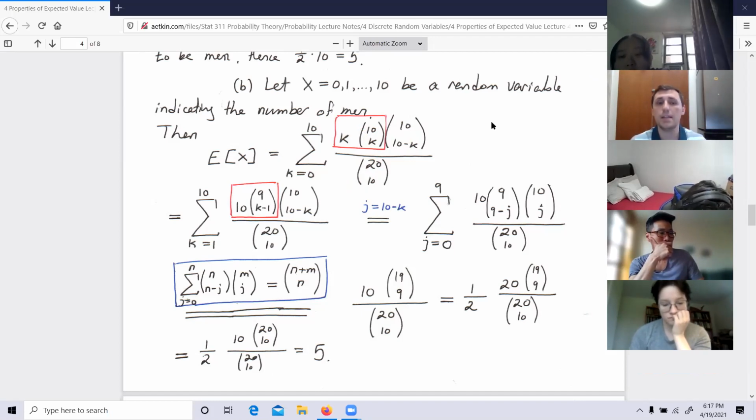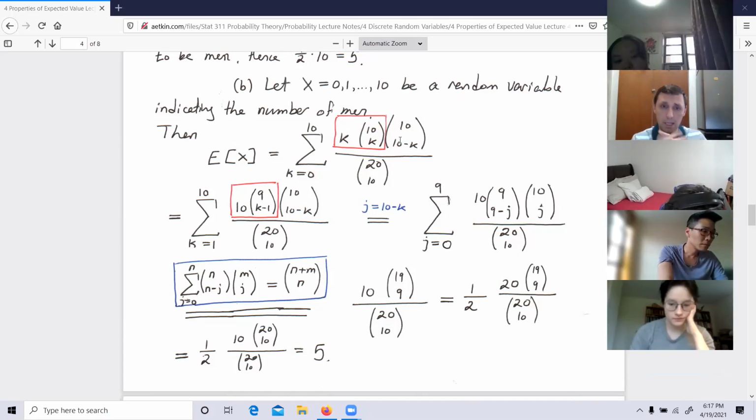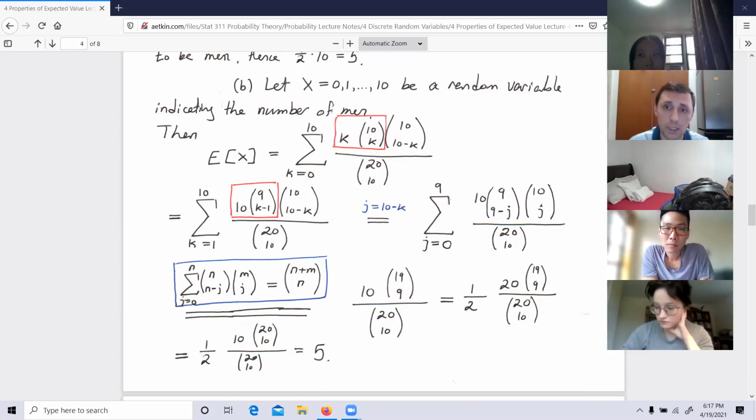Yes. Now success means that I have k men, which means which particular k men. How many ways can I get k men? 10 choose k times 10 choose 10 minus k women. That's how many ways I can have k men. Yes. And you see, I put a box around k times 10 choose k because I'm going to try to modify this. I know combinatorial identities, right? Look at what it looks like.